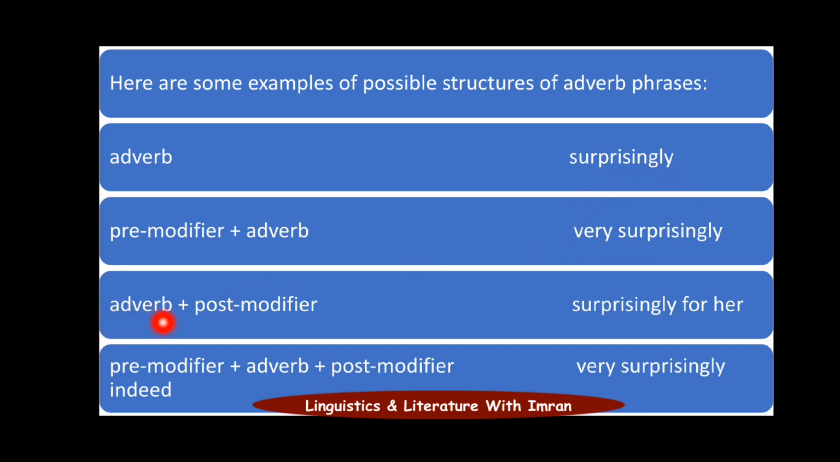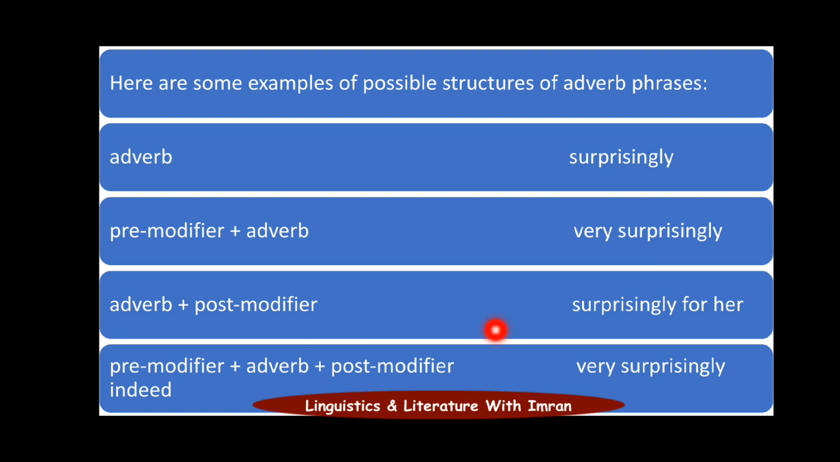Similarly, adverb plus post-modifier. We can have the adverb surprisingly for her, and "for her" would be a post-modifier, right? Even if the post-modifier is absent, still it is an adverb phrase. If the pre-modifier is absent, still it is an adverb phrase. So pre-modifier plus adverb plus post-modifier. We can have pre-modifier plus adverb plus post-modifier.